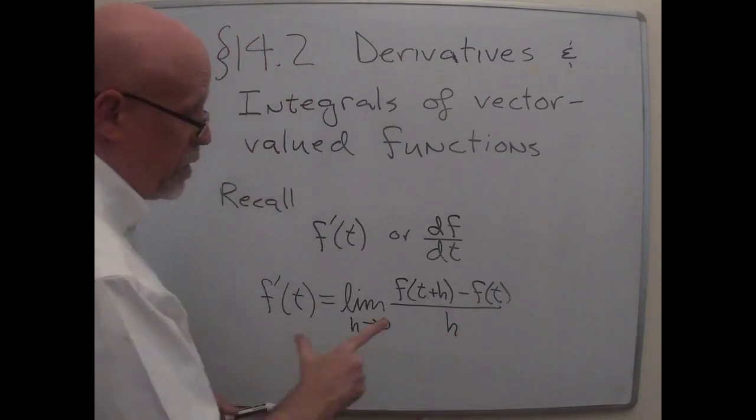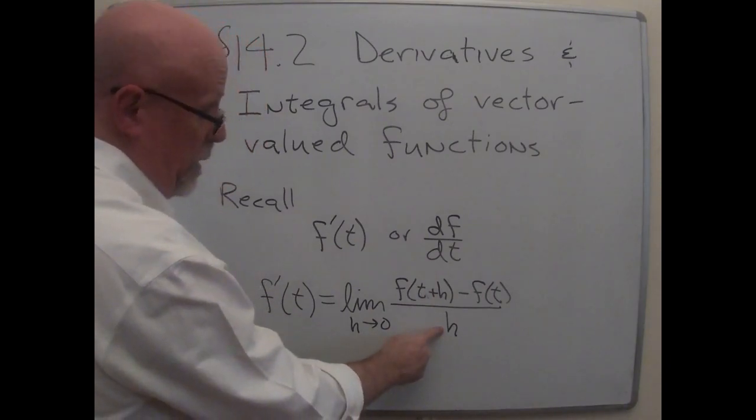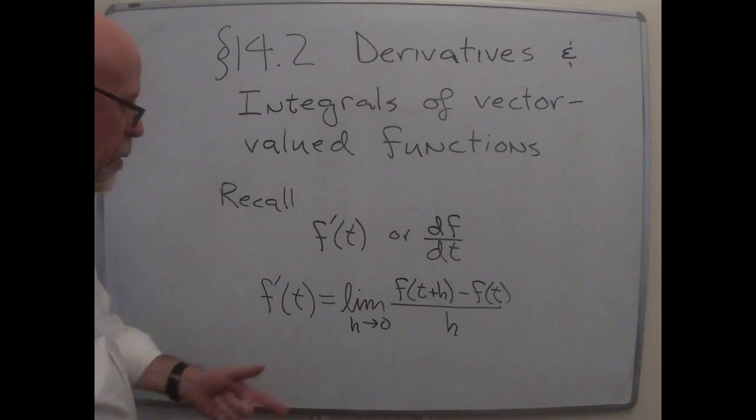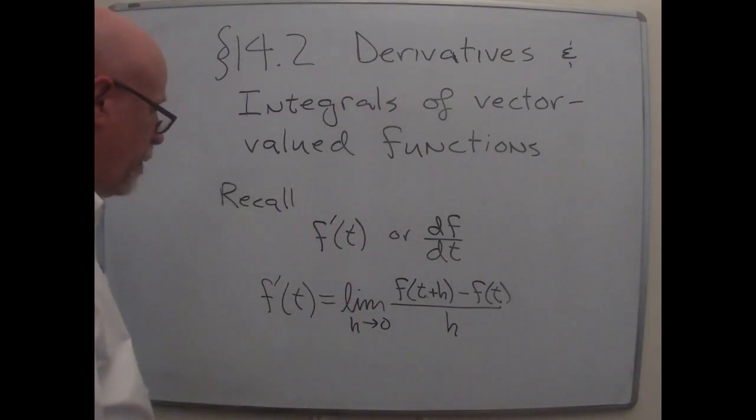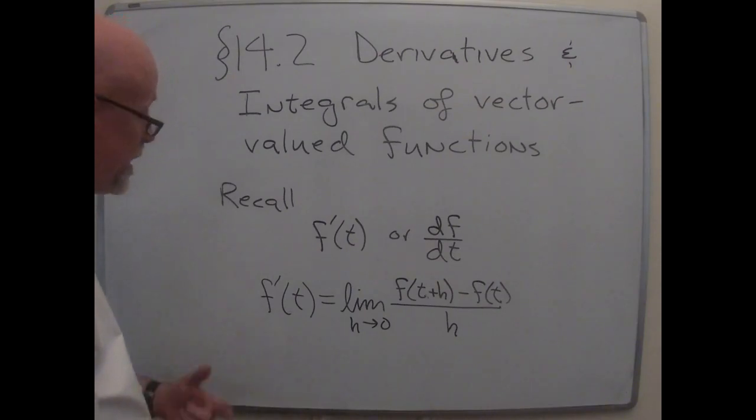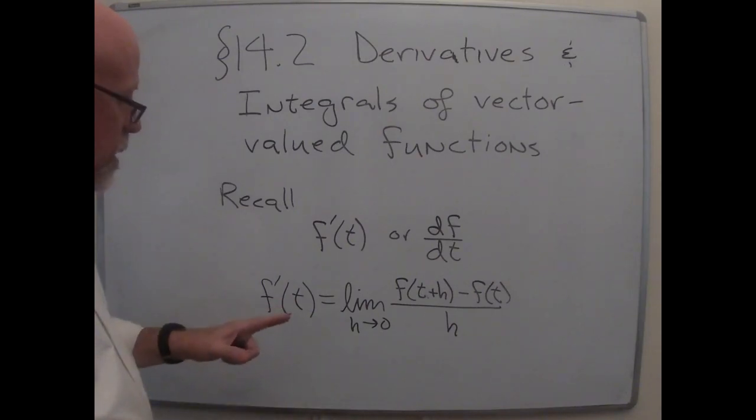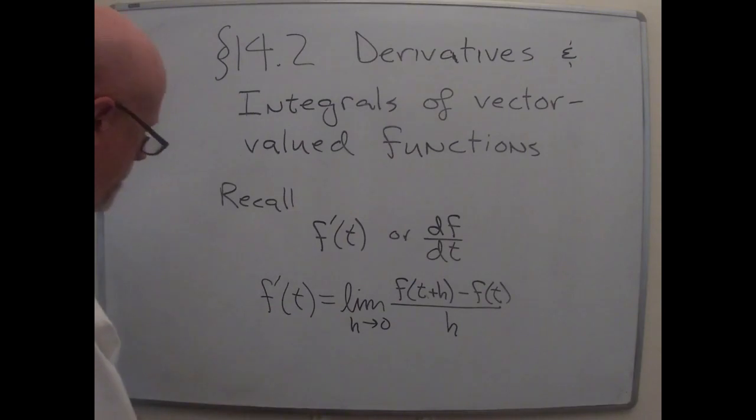So as h gets smaller and smaller, this piece gets smaller and smaller, but then we're dividing by something that's getting small, so that scales it back up. You end up getting the derivative, the slope of the function, the slope of a tangent line to the function, to be more precise.